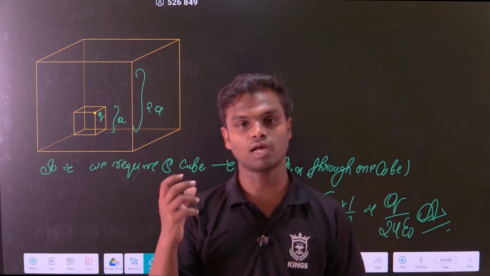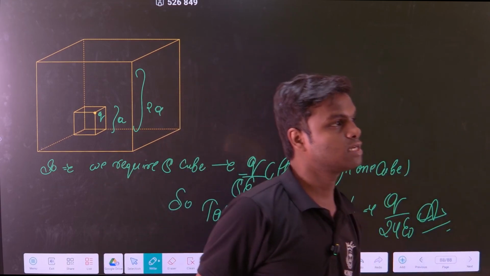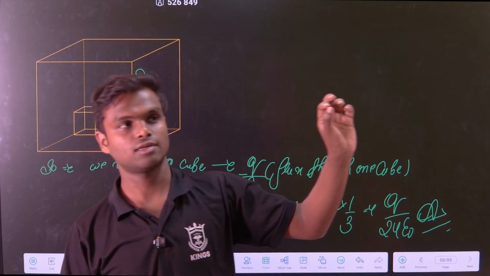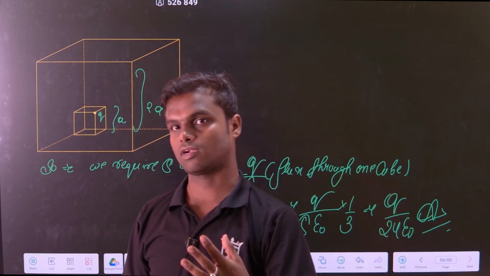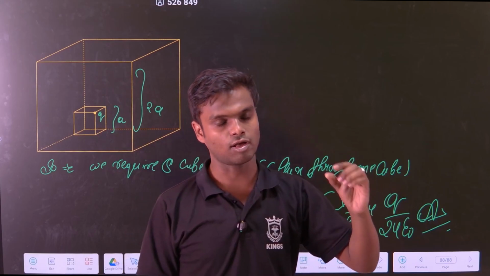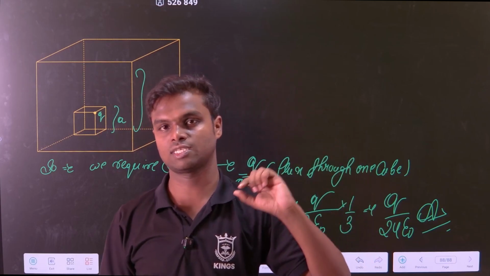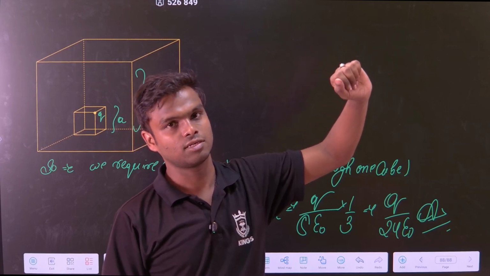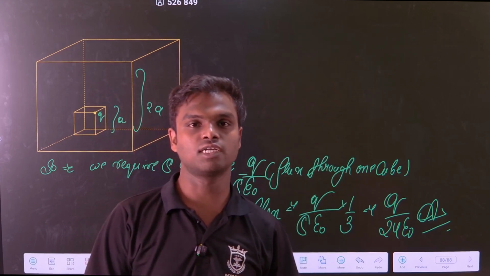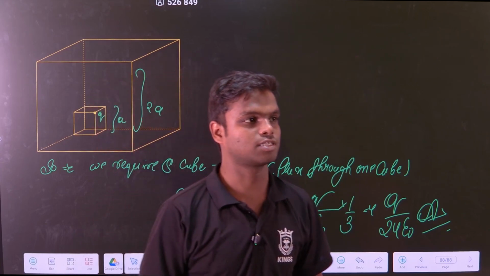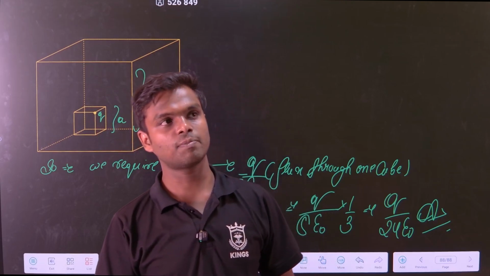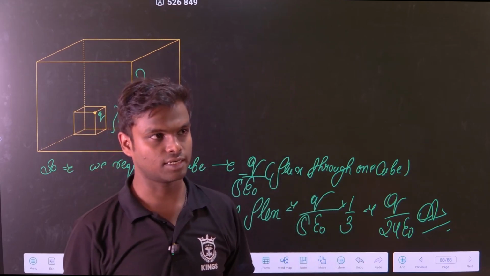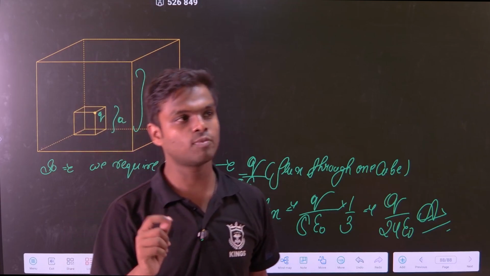So this is how you have to think. One more way to think about it: if the charged particle is placed at the corner, how much part of the particle is present inside this room? 1 by 8th part. So the contribution is 1 by 8th. I think you have learned in solid state in chemistry chapter 1, class 11: if the particle is placed at the corner, the contribution in the effective cell is 1 by 8. So the flux will be Q by 8 epsilon naught.